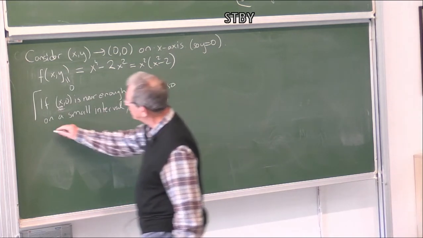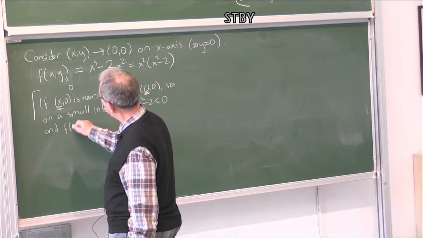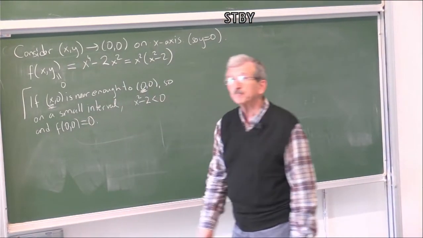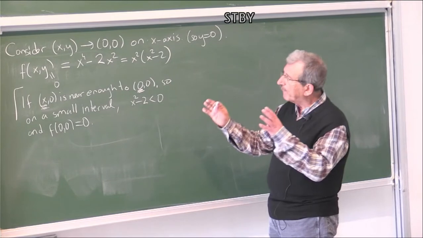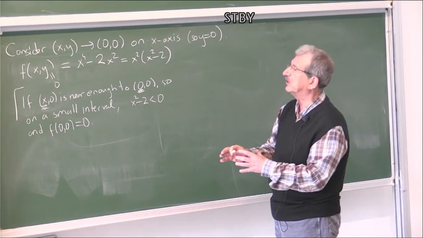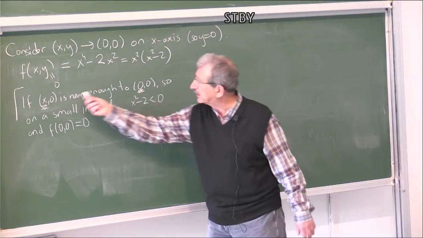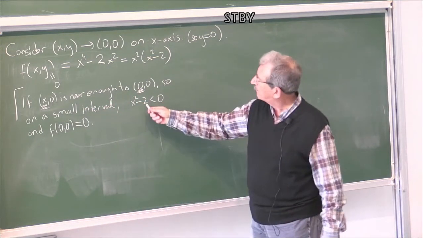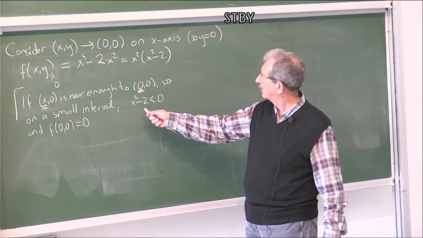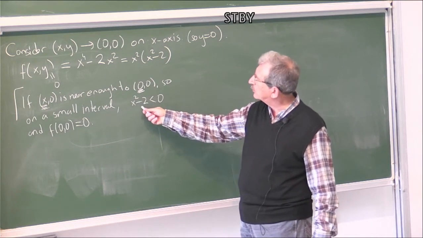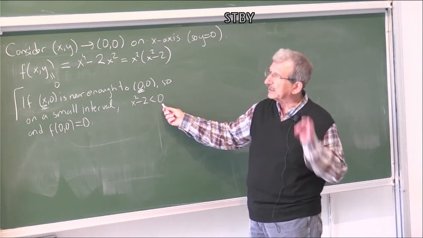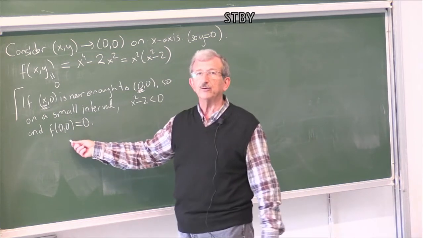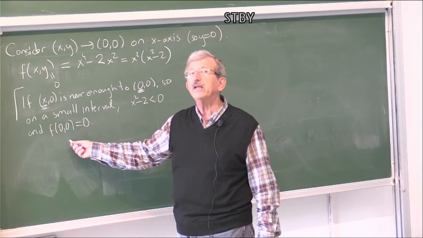And f(0, 0) is 0. What does this tell us? Well, for very near values, near 0, 0, but on this curve, on the x-axis, the function values are negative. But at 0, it is 0. So this is the biggest value for nearby points.